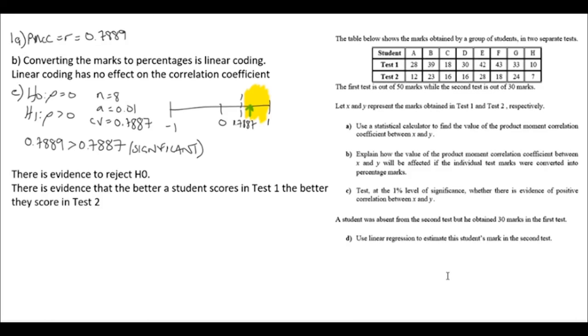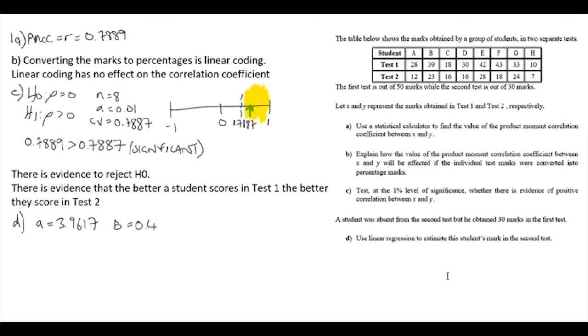test 2. And the final part of the question here, part D, we're told that a student was absent from the second test, but he had obtained 30 marks in the first test. Can we use linear regression to estimate the student's mark in the second test? To do this, we want to just produce our regression line, for which we're going to need that A and B value that we had on our calculator summary screen.